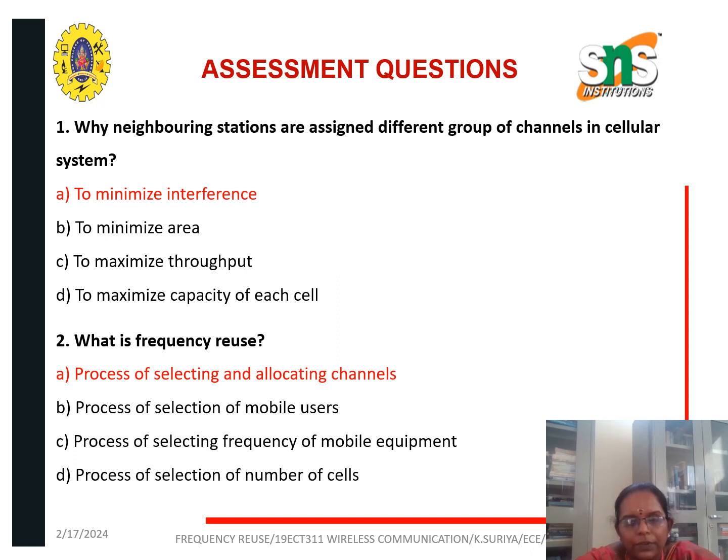The next one is: what is frequency reuse? The choices are: process of selecting and allocating the channels, process of selection of mobile users, process of selecting frequency of mobile equipment, process of selection of number of cells. Yes, frequency reuse is nothing but the process of selecting and allocating the channels.